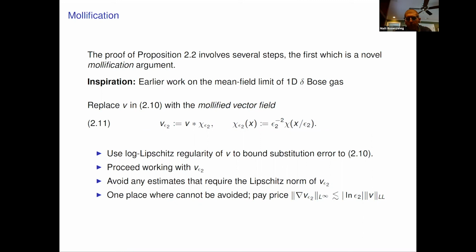However, there's one place where this cannot be avoided, and we have to pay a price, which is we have to take the L-infinity norm of the gradient of v epsilon 2, and that leads to this logarithmic factor right here, the ln of epsilon 2 to the minus 1. Since I told you that epsilon 2 should be something you think of as small, it's not so good having something large there. So what saves the day?